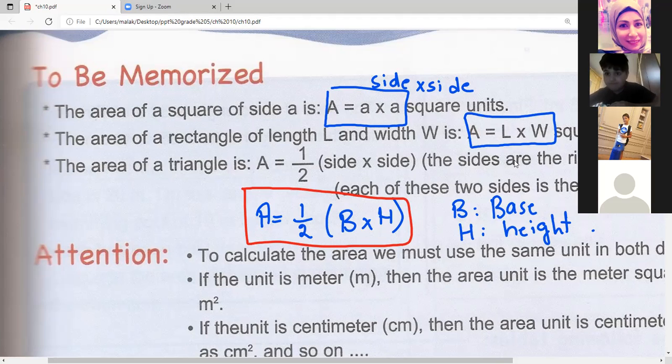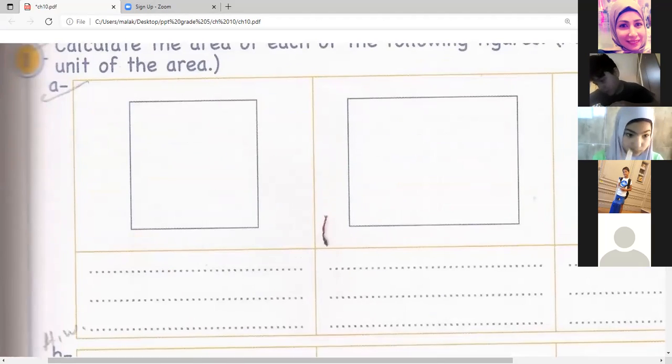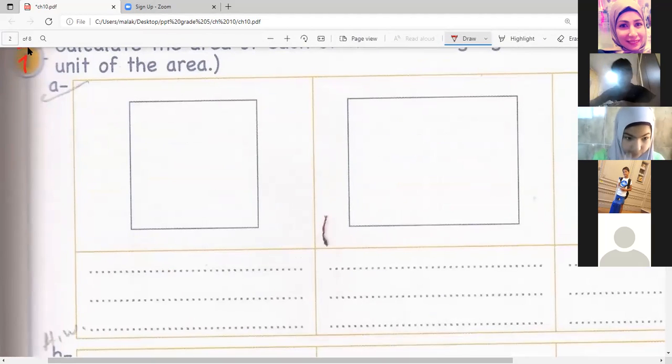Hurry up, we still have 7 minutes. I made it 3 times 3. Bravo. Miss, my ruler broke. Here it's 3. 3 times 3, rectangle. Length and width.